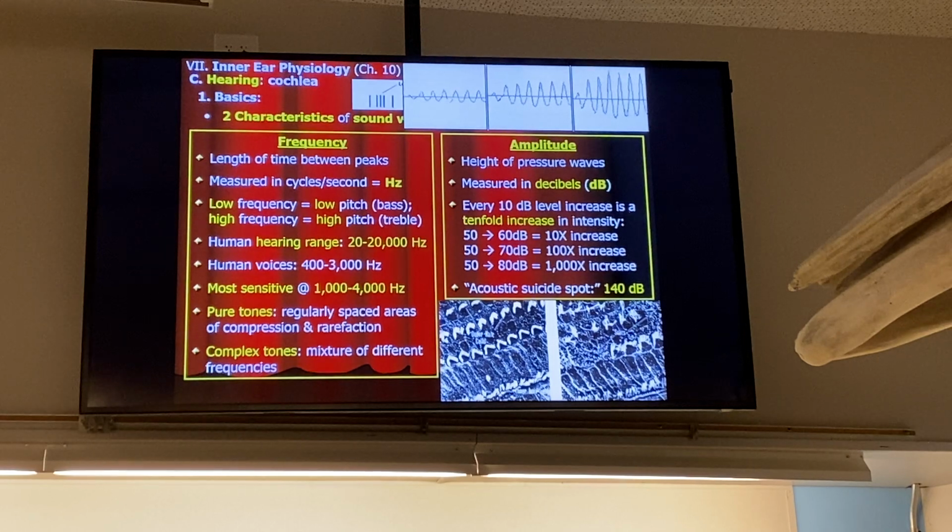And at about 140 decibels, the hair cells will not just bend, they will break off. That's why it's sometimes referred to as the acoustic suicide spot. You get volumes in that range, depending on the frequency, that spot on the cochlea, those cilia will break off. And you will forever be deaf for that frequency. Okay? Any questions? Amplitude and frequency.